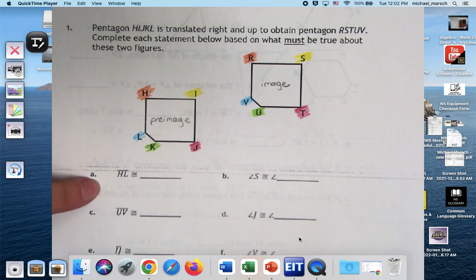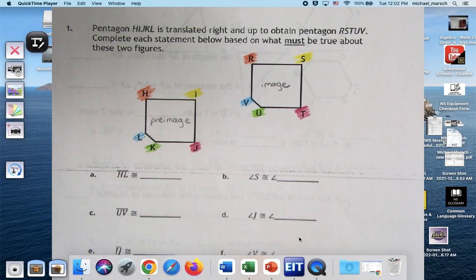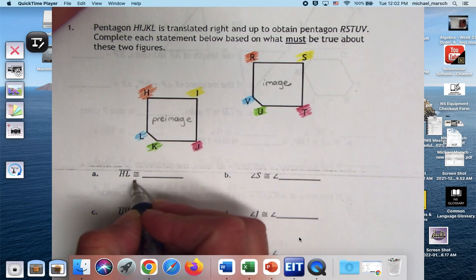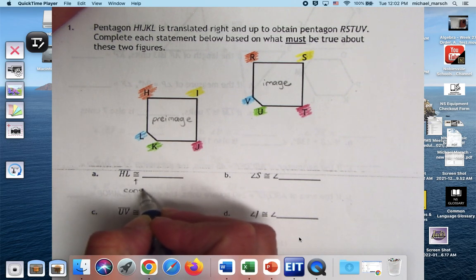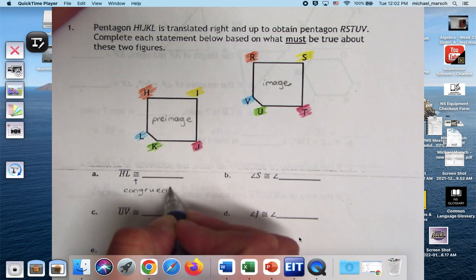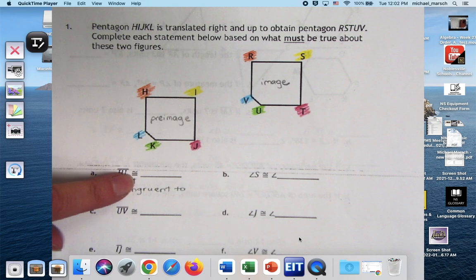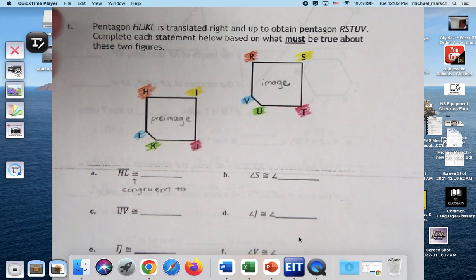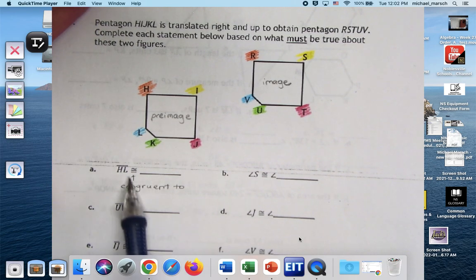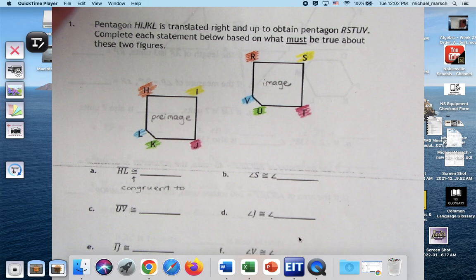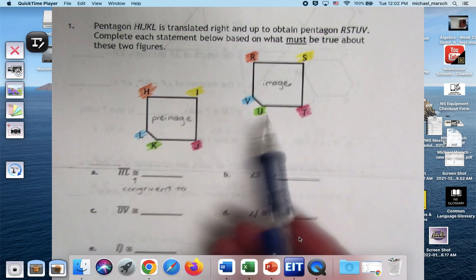Okay, so we're going to identify the corresponding parts here. So this little symbol right here means congruent to. Right, so go ahead and write that in. That's what that means, congruent, the two lines with the squiggly. That means that it's in the same location, same part of the two different shapes.